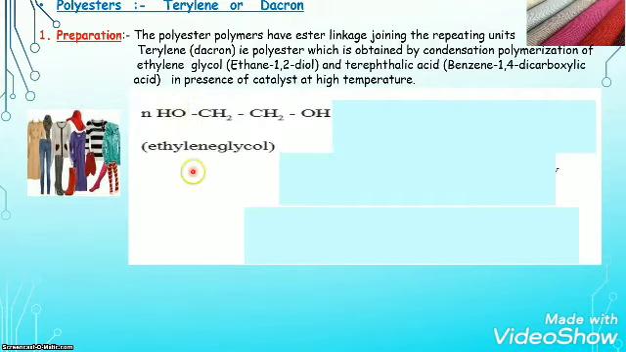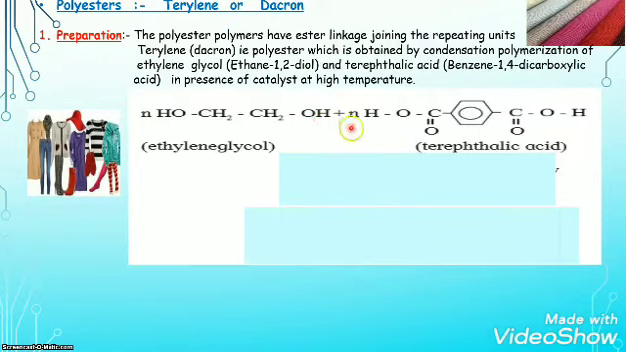Here is the first monomer required for the preparation of terylene, that is ethylene glycol. Ethylene glycol is ethane 1,2 diol. Ethane indicates 2 carbons in the straight chain and 1,2 diol indicates 2 OH groups are present in the structure. So, structure of ethylene glycol is OH-CH2-CH2-OH.